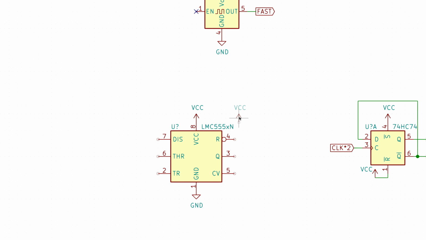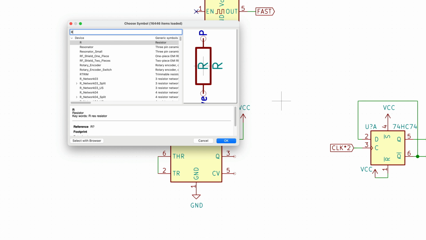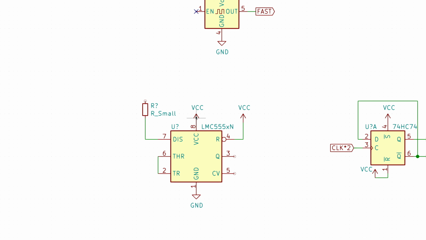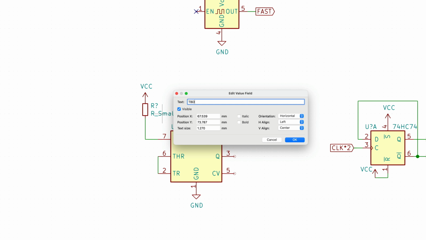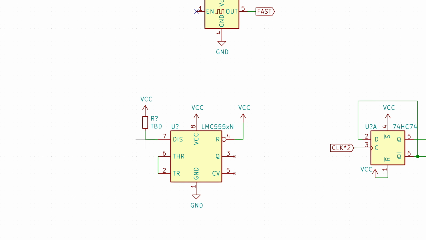So we're going to pull the reset high. We're going to join the threshold and the trigger. Then we're going to pull up the discharge pin. And the values for this are TBD. I'll figure out the resistor and capacitor values on the breadboard. We're going to need another resistance here.